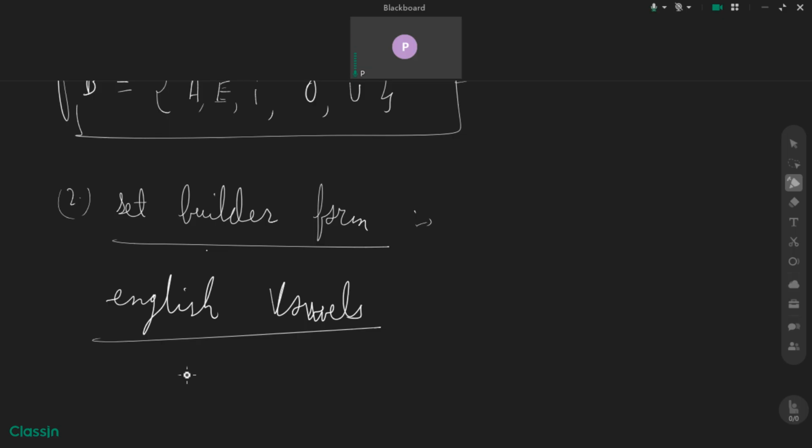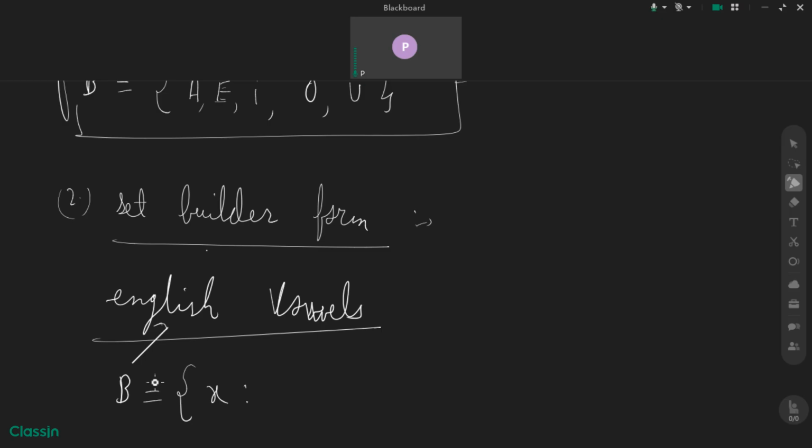Now, how do I represent them in set builder form? First, I will name the set by an English capital letter. Let us name it B. I will write B is equal to, and I will use a curly bracket. Then I will not write the actual elements. I will take a variable X, and write B is equal to the set of all X.